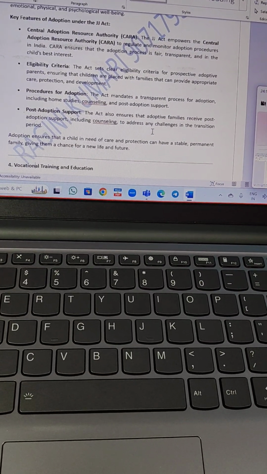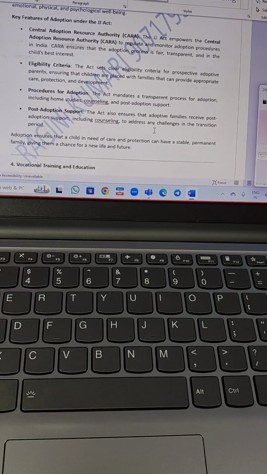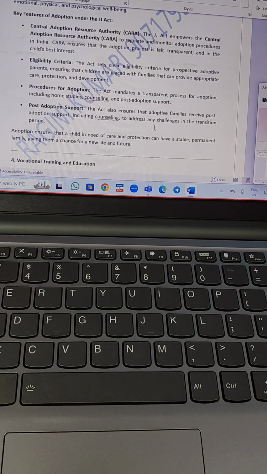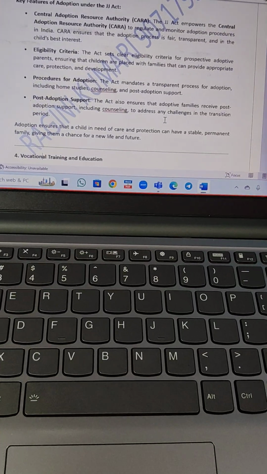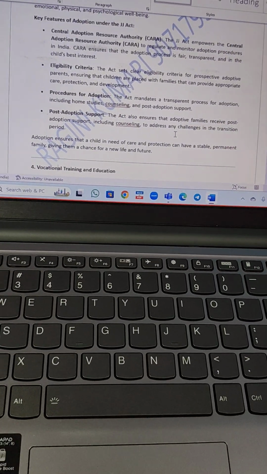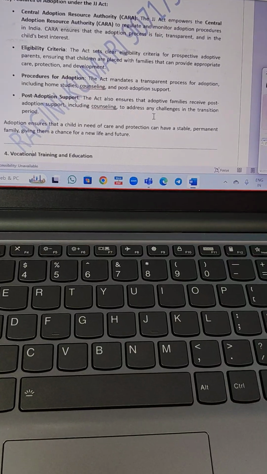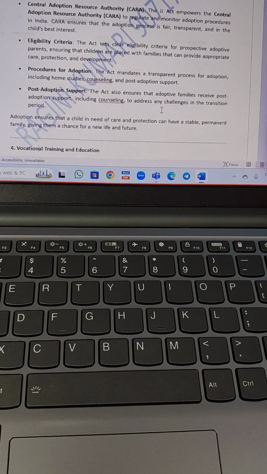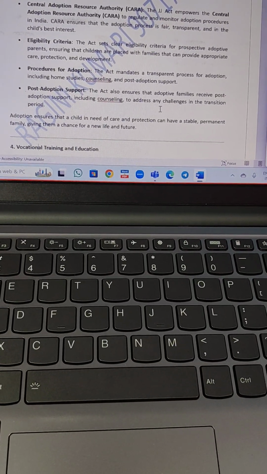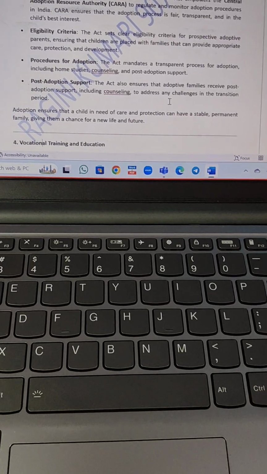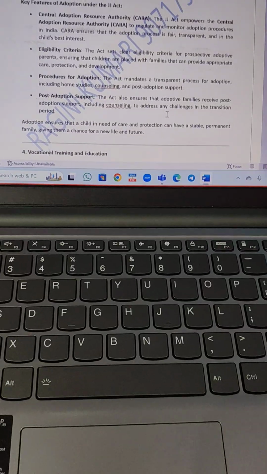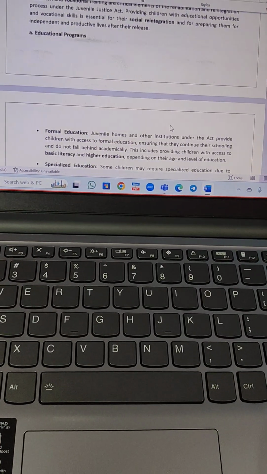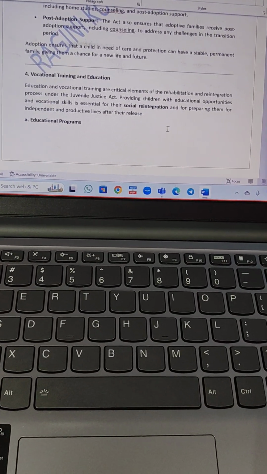Now the procedure for adoption. The Act mandates a transparent process of adoption, including home studies, counseling and post-adoption support. Now what is the post-adoption support? The Act also ensures the adoptive family receives post-adoption support, including counseling, please underline, to address any challenges in the transition period. Now next is vocational training and education.